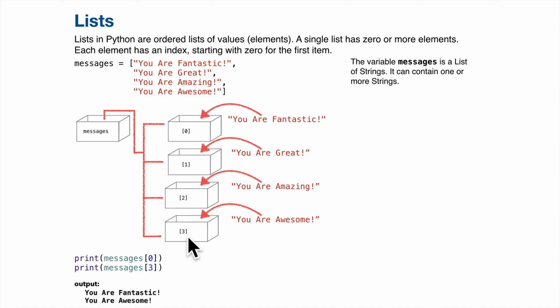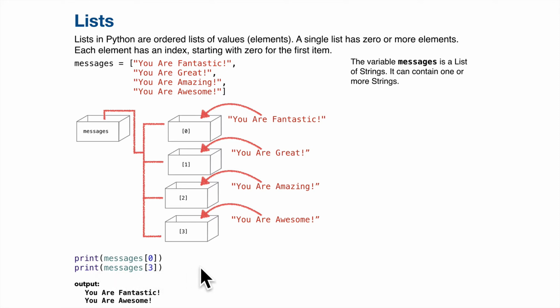So how do you get at individual elements? You use brackets and you refer to the element number. Now element numbering begins at 0 and heads down to the number of elements in the list minus 1, and that's pretty common in computing. It's called zero indexing. So if we wanted to print out the first element in our messages list, we would refer to it as messages bracket 0 bracket. That's because the first one is labeled 0. And if we wanted to print out the last one, 0, 1, 2, 3, that would be you are awesome. We'd refer to messages bracket 3 bracket.